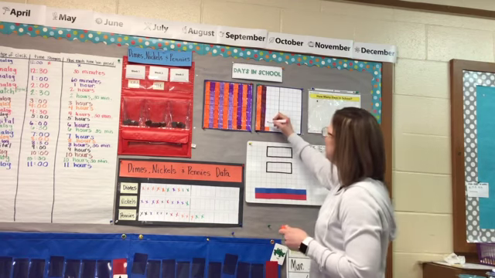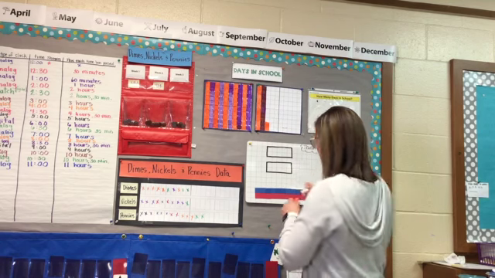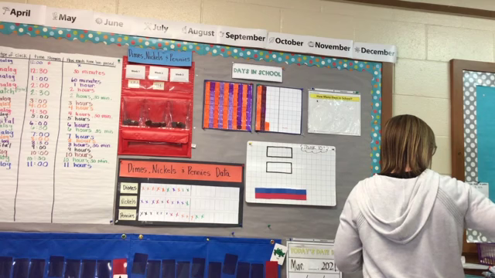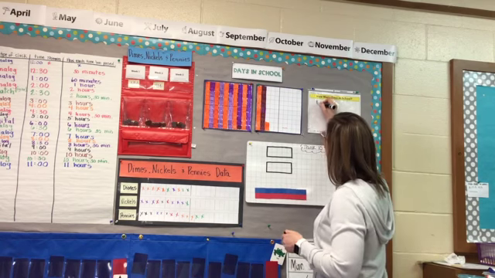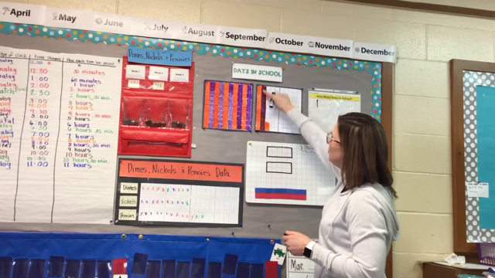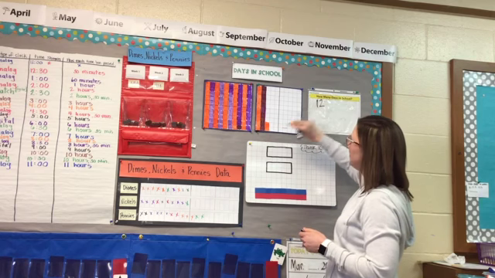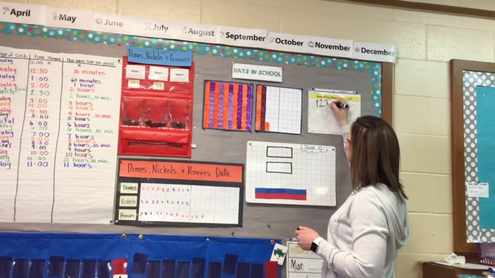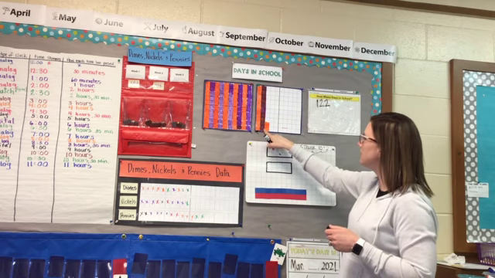Let's color in another day of school. And we can take a look at our chart. We know this is one group of 100. We know this is 2 groups of 10, so 10, 20, and 2 ones. We have been in school for 122 days.